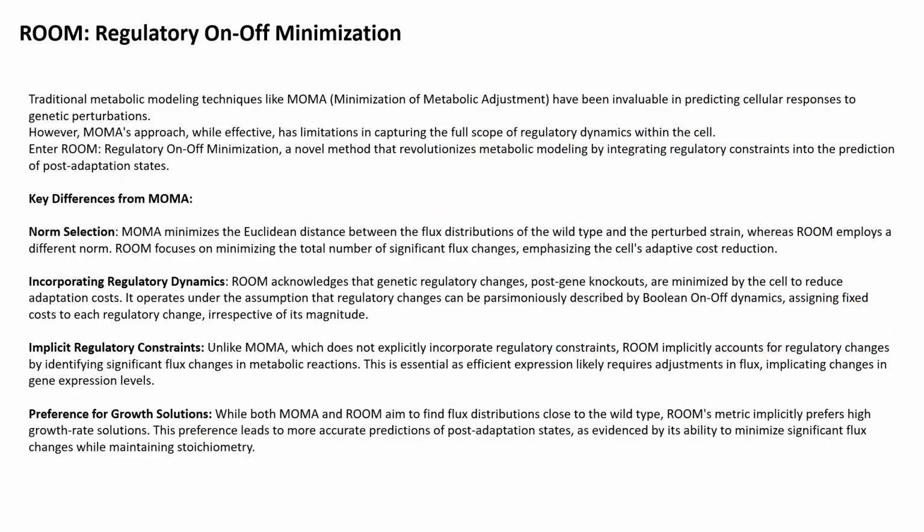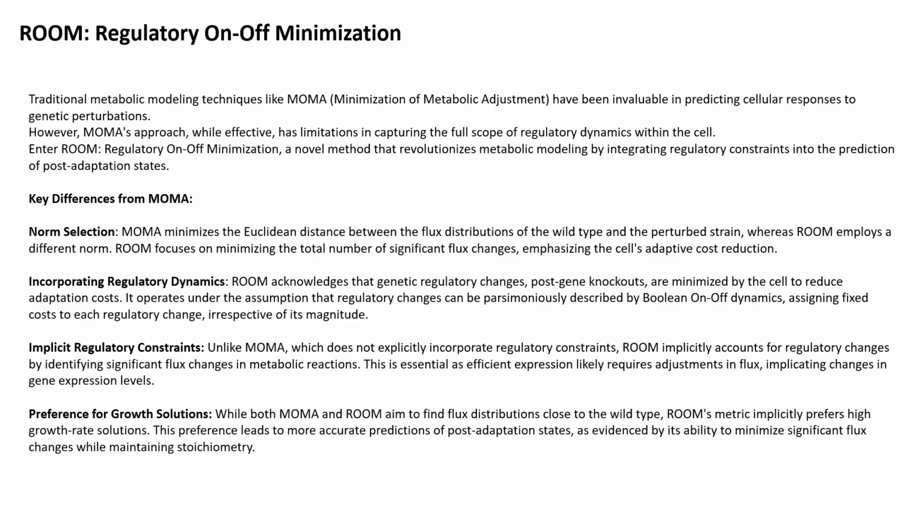Okay. So this is another mechanism for handling perturbations in a metabolic network. The short form is ROOM. The full form is regulatory on-off minimization. So traditional metabolic modeling techniques like MOMA, which we just saw, have been invaluable in predicting cellular responses to genetic perturbations. However, MOMA's approach, while effective, has limitations in capturing the full scope of the regulatory dynamics within the cell.